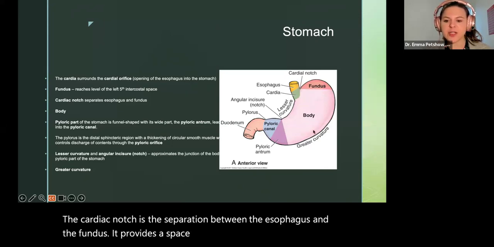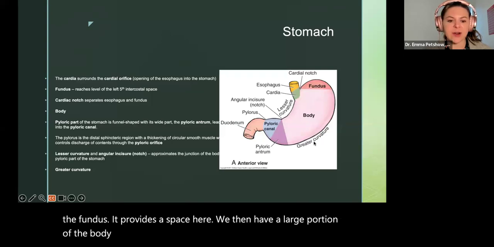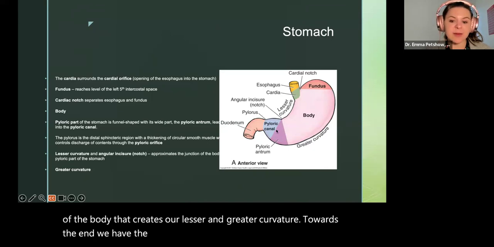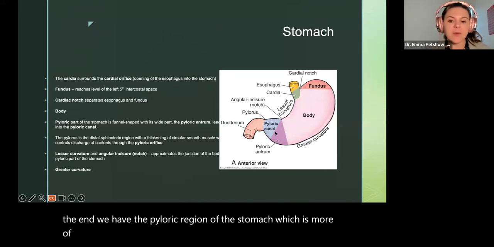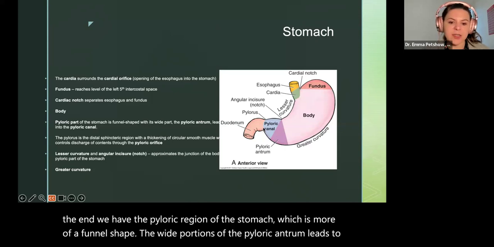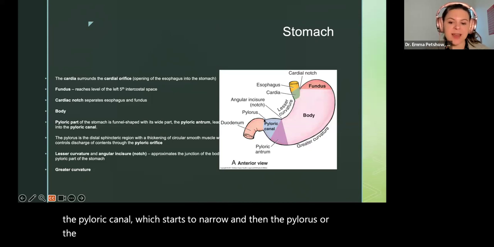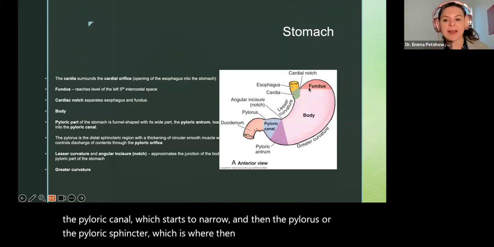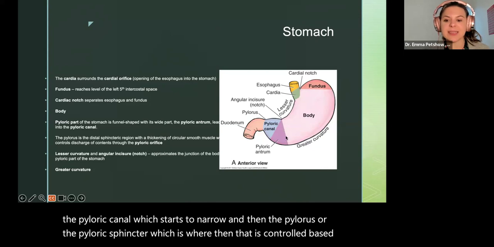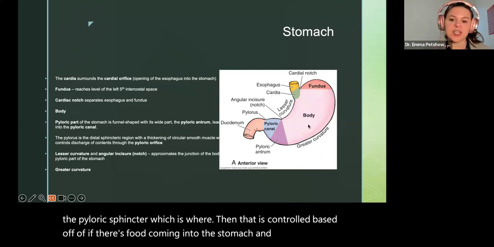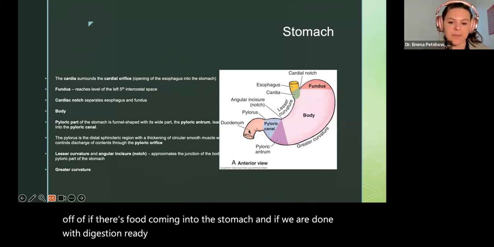We then have the large portion of the body that creates our lesser and greater curvature. Towards the end, we have the pyloric region of the stomach, which is more of a funnel shape. The wide portion is the pyloric antrum. It leads to the pyloric canal, which starts to narrow. And then the pylorus, or the pyloric sphincter, which is controlled based off of whether there's food coming into the stomach and if we are done with digestion and ready to move into the duodenum, the first portion of our small intestine.